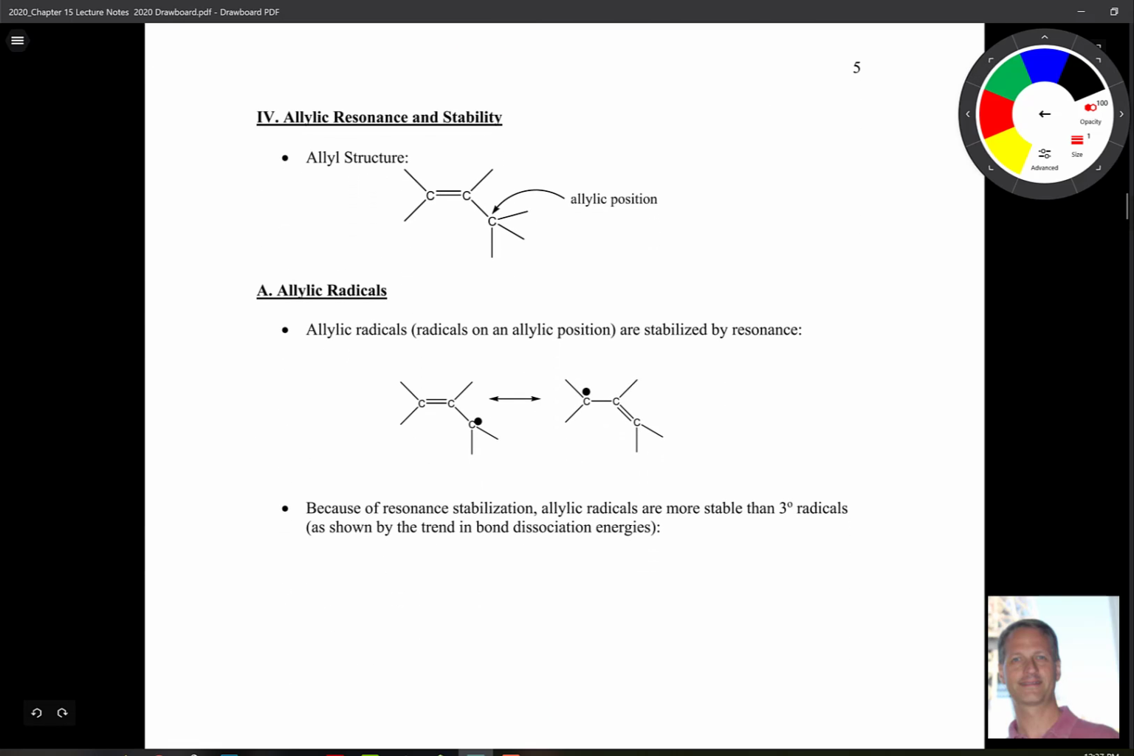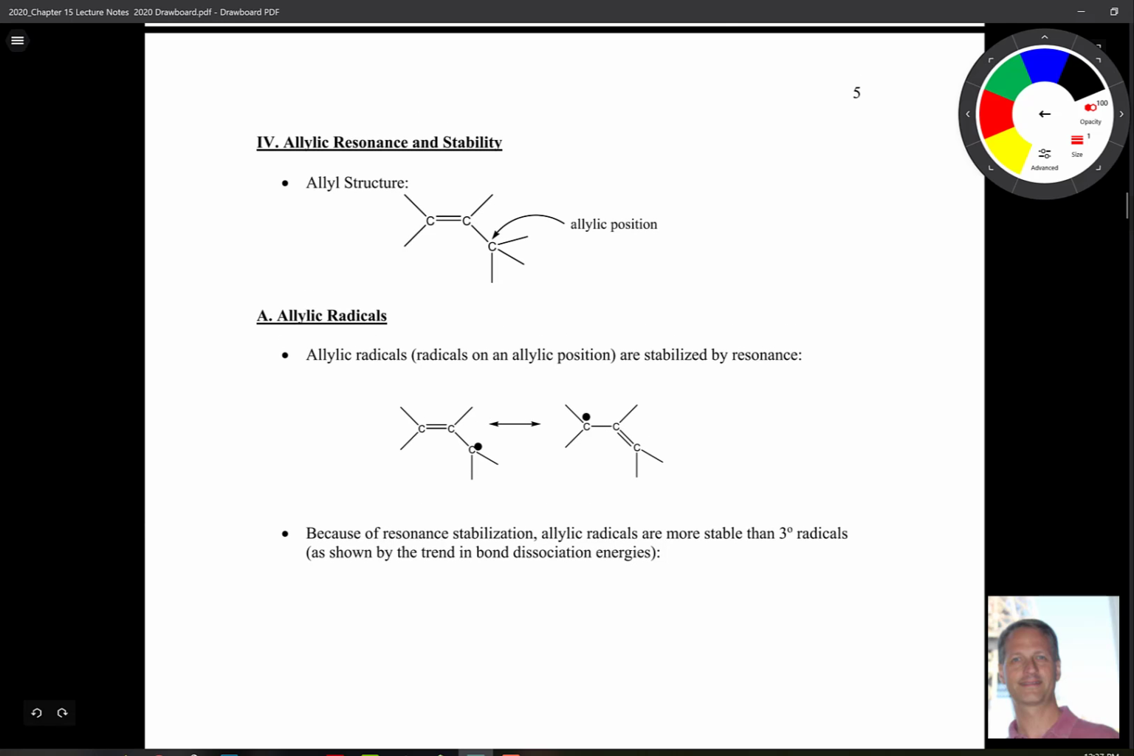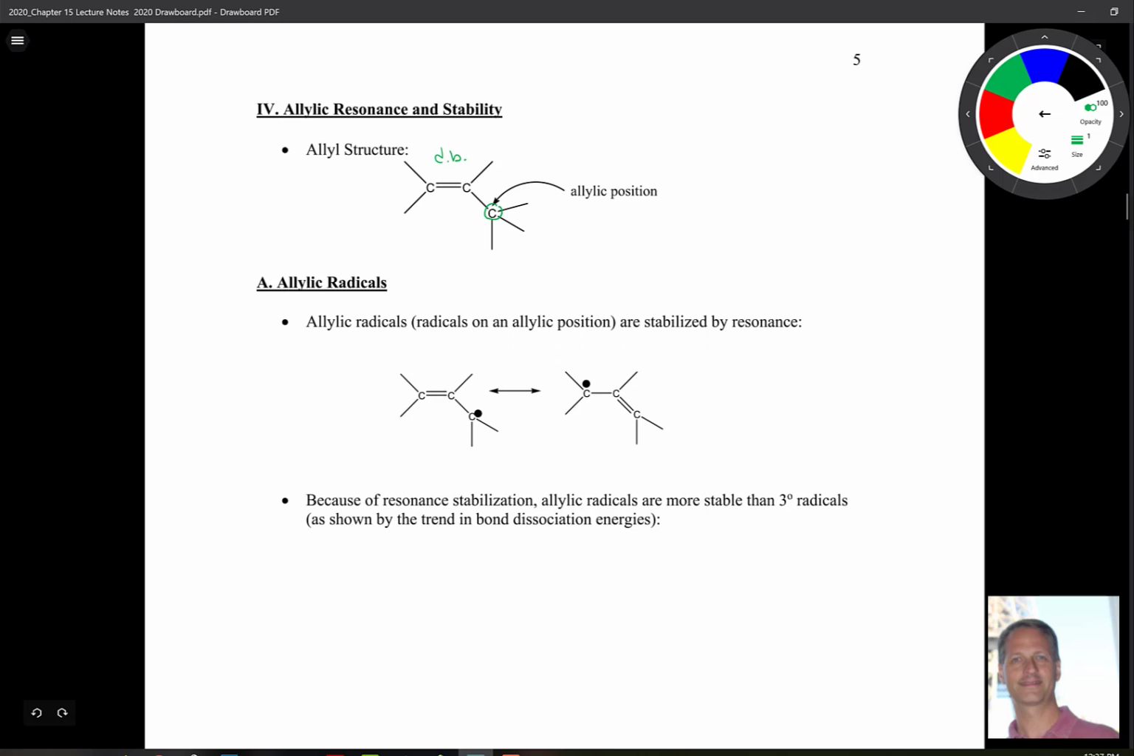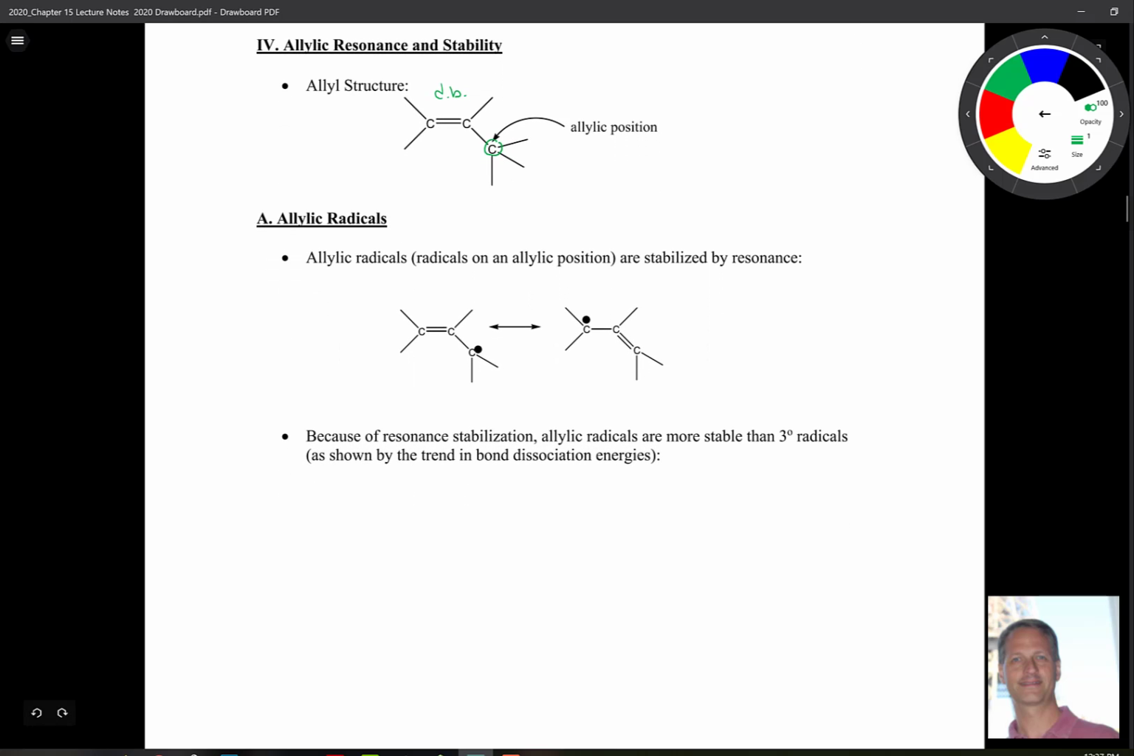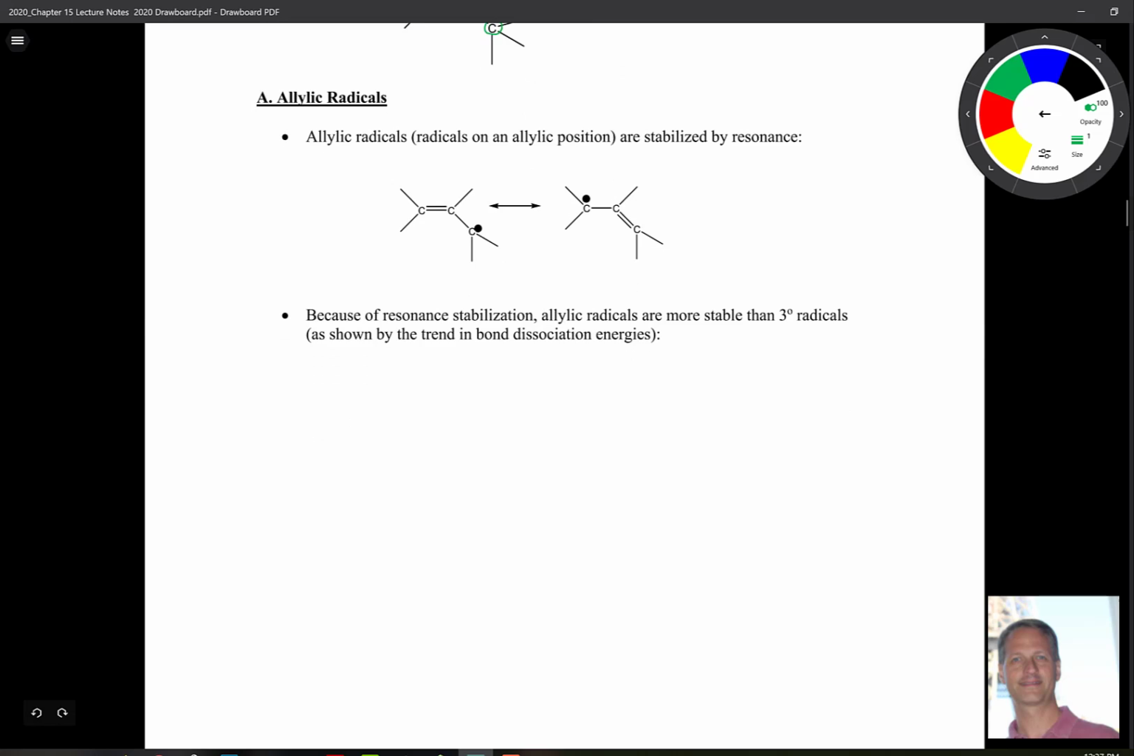Well, let's talk a little bit about allylic positions and stability and some of the reactions that we're going to see in this chapter. Just as a little review, an allylic position is a position that's adjacent to a carbon-carbon double bond. So that position that's highlighted right there with the arrow pointing to it, that is the allylic position. Again, adjacent to our double bond. That tends to be a stable position for radicals and for carbocations because of resonance.